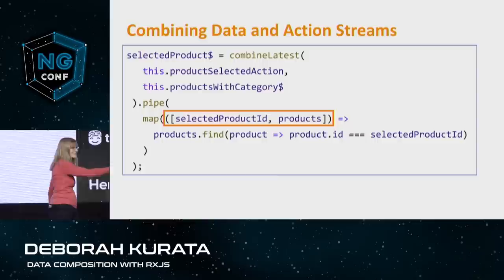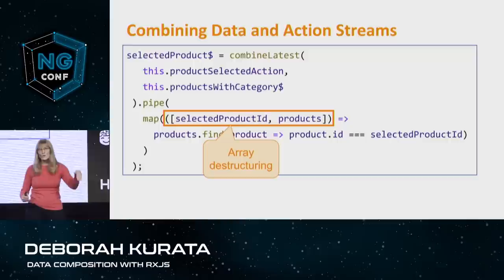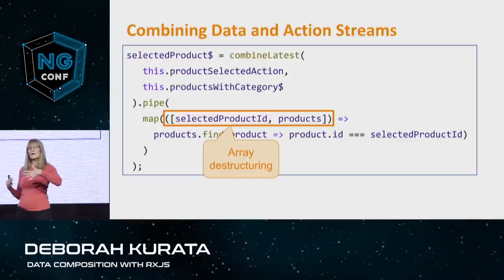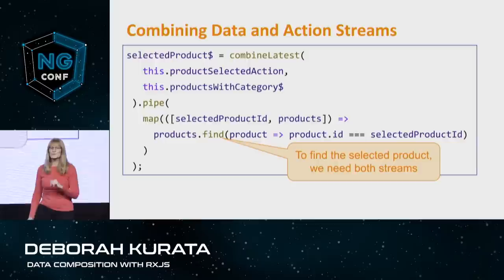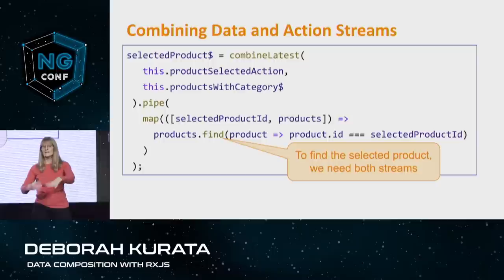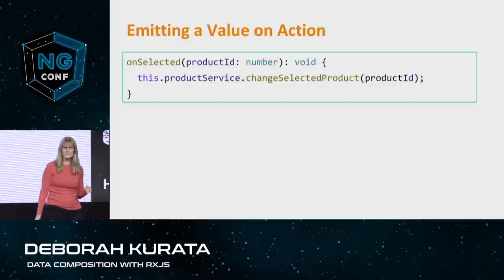So now I'm combining my streams. This time, I'm combining my action stream, which is my number, my product ID of the one the user picked, with my products with category, because I want my detail to also have that category string available. I'm again using a map. I'm using array destructuring again for the two different streams. And then I'm using a find to find the product that they requested. And then this emits a new product. And what happens to the UI when we emit something in the stream? It's going to update the UI by the on-push change detection.